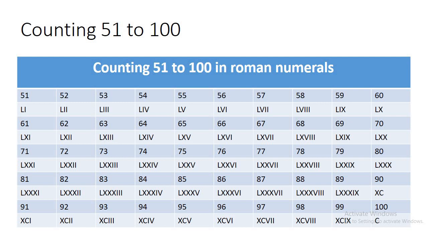Now in order to make 70, as L is 50, you have to repeat X 2 times, you get 70. In order to get 80, you have to repeat X 3 times because it gives us 30, and L represents 50. So 50 plus 30 gives us 80. Now X cannot be repeated 4 times, so the rule changes. We have to take the help of C. C represents 100, so XC represents 90 because X is now present before C, that means to the left of C, so its value is subtracted. So 100 minus 10 gives you 90.